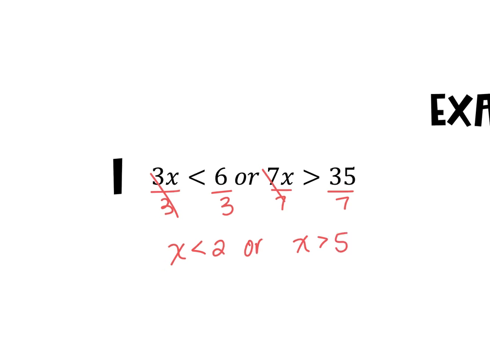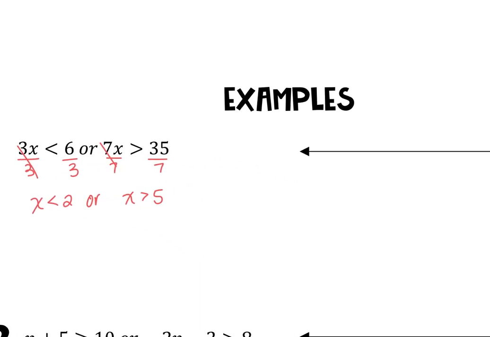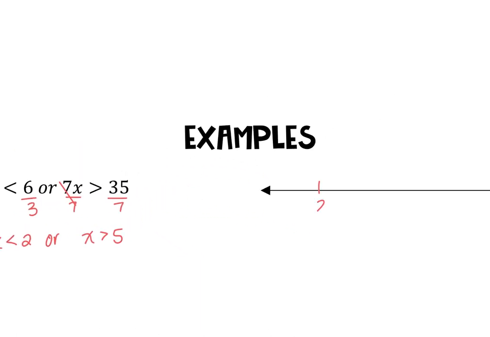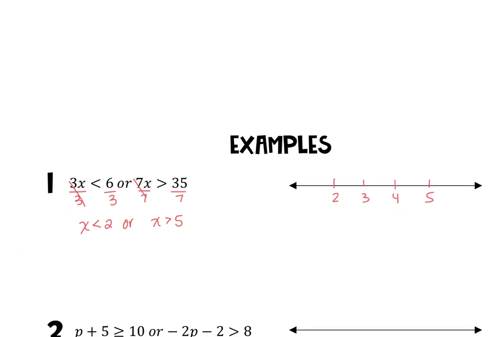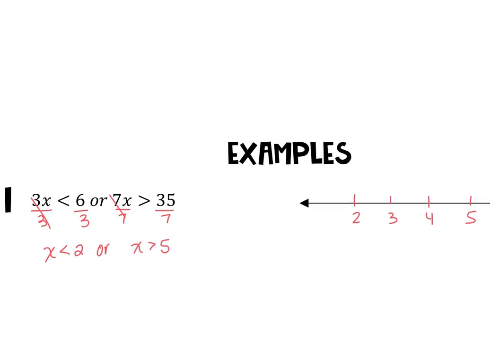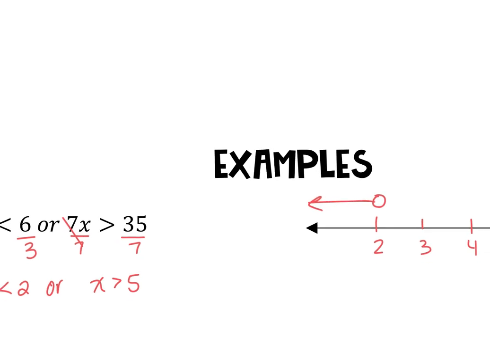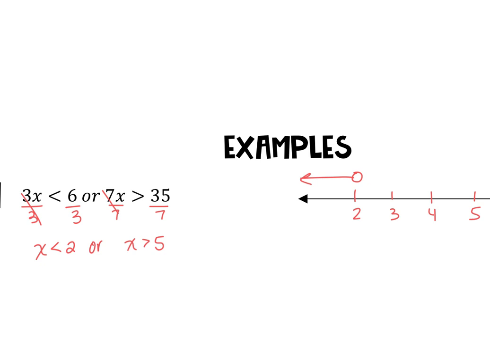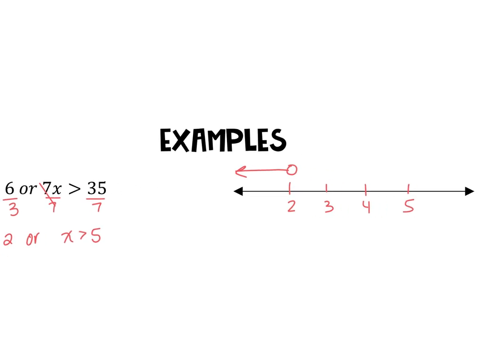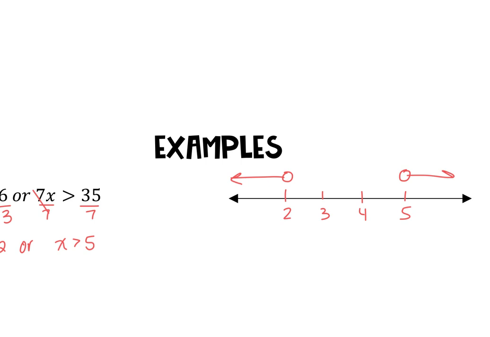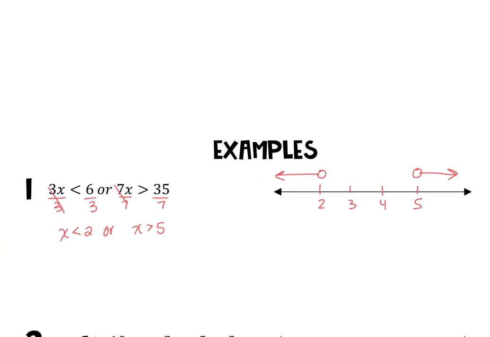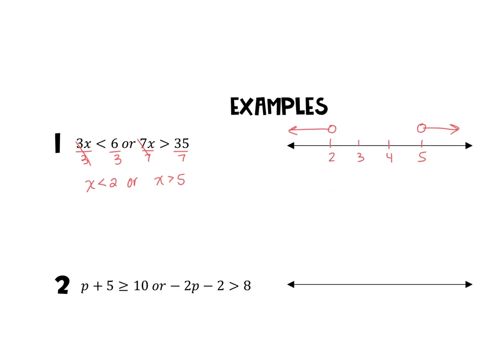So now that we have that solution, we're just going to graph both of those inequalities on the same number line. So I've got 2, 3, 4, 5. And then if I look at this inequality sign, I've got just less than, which tells me on 2, I'm going to have an open circle, and I'm going to shade to the left. And then I have or x is greater than 5. So since it's just greater than, I have an open circle and I shade to the right. Easy.